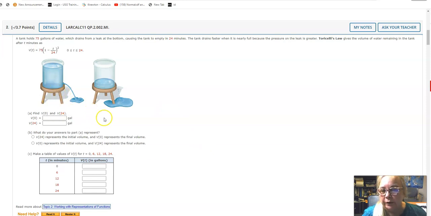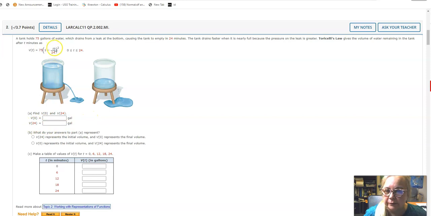And then you have to find V at 0. What is V? Let's read. Torricelli's law gives you the volume of water remaining in the tank after T minutes. So V at 0. How much water at 0 minutes, the time as the water started leaking? So if it's 0 minutes as water started leaking, it's a full tank. You can plug in 0 in this formula, and you see 0 over 24 is 0, 1 minus 0 is 1, 1 squared is 1, 75 times 1 is 75. So you enter the number.